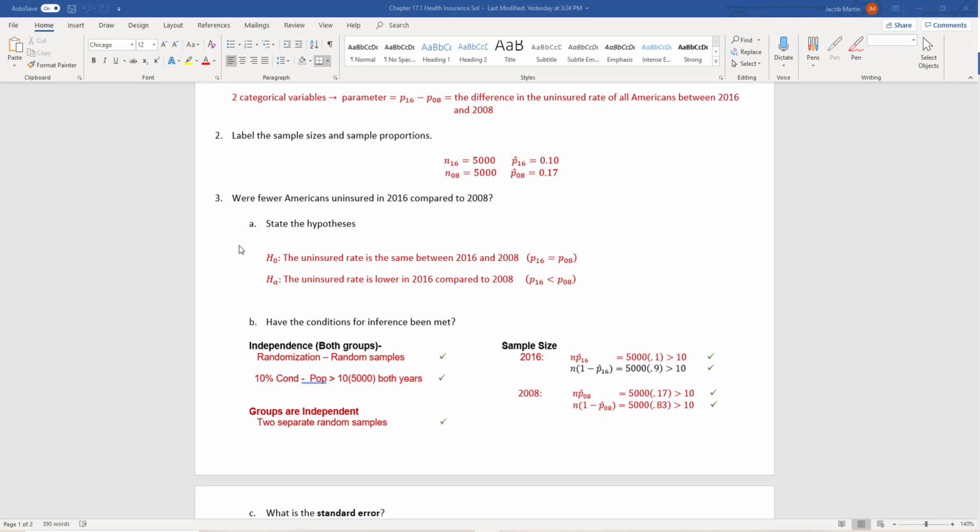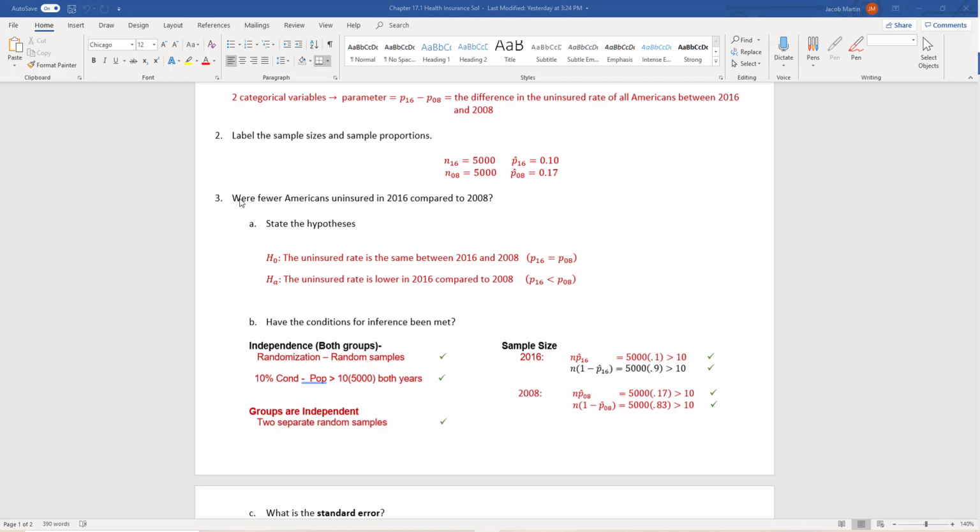So our default assumption is that anytime we're comparing two groups, it's always a good idea to assume that they're not any different from one another. And that's what our null hypothesis is always going to be. Regardless if it's categorical or quantitative, we'll just assume the two groups are the same. Which in our specific question is that the uninsured rate is the same in 2016 as it was in 2008. That's how we would write it out in words. If we're going to do it in our statistics notation, we just say that P, the population proportion of uninsured people in 2016, is equal to the proportion of uninsured people in 2008. And we'll just assume that it hadn't changed at all.